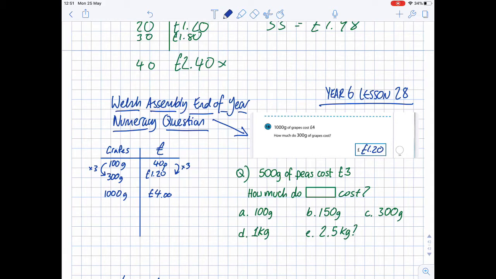Now, I've given you a slightly different question. This time we've got peas and a different cost. 500 grams of peas cost £3, so I'll just pop it in the middle, because I might have to go down to 100 grams again. You still need to work out 100 grams, but this time you wouldn't divide it by 10, because that would take you down to 50 grams, although you might need to do that for another question. You divide it by 5. Remember, whatever you do to one side, you have to do to the other.